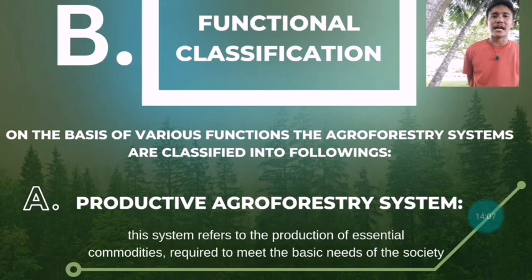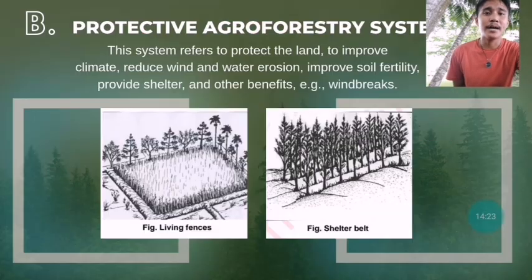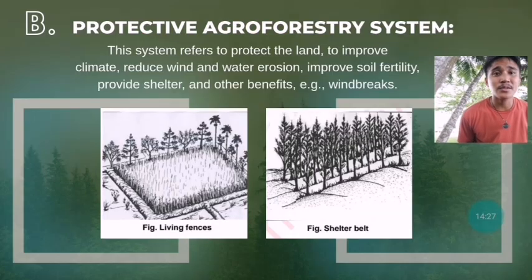So next, the functional classification. On the basis of various functions, agroforestry systems are classified into the following. The production agroforestry system refers to the production of essential commodities required to meet the basic needs of society. And the second one is the protective agroforestry system. These systems protect the land, improve climate, reduce wind and water erosion, improve soil fertility, and provide shelter and other benefits.